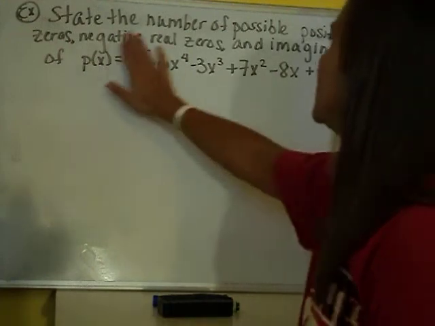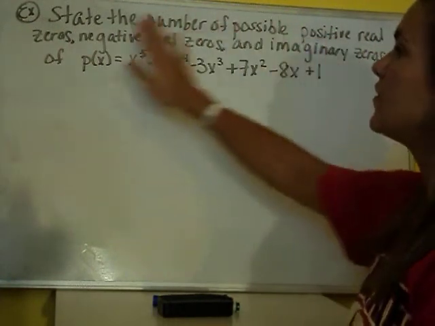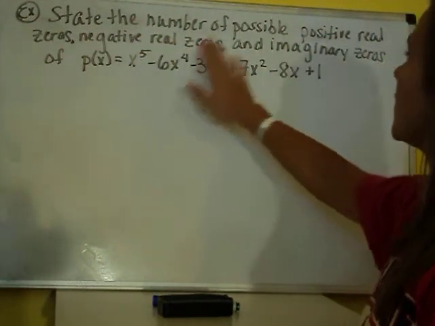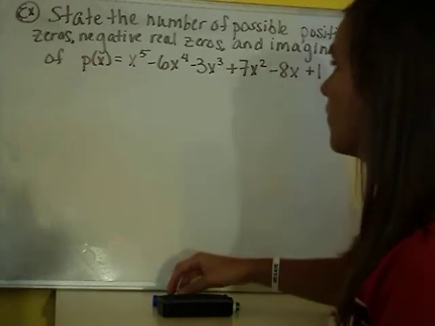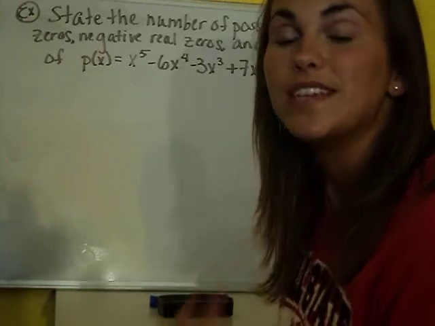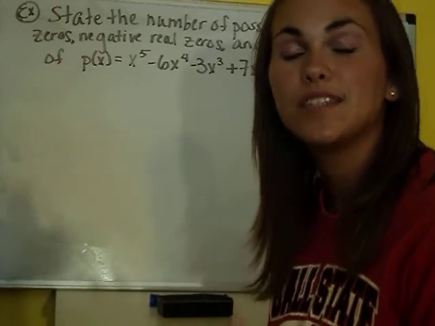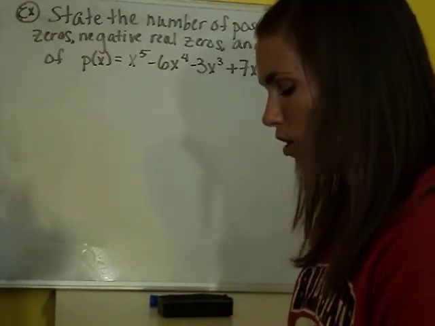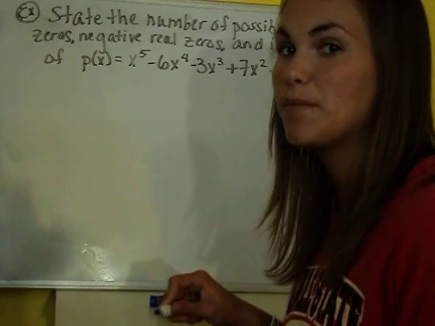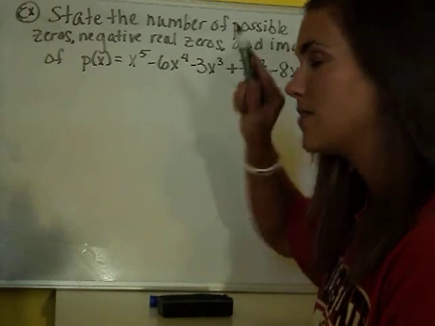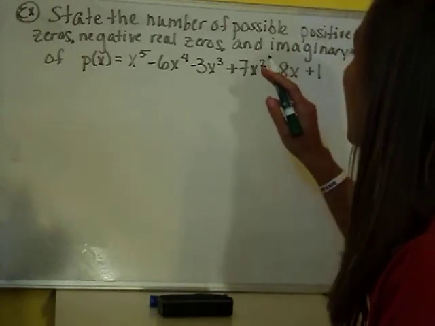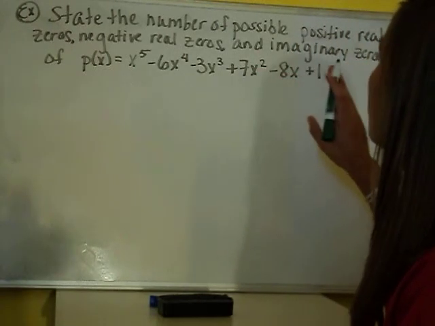I want to state the number of possible positive real zeros, negative real zeros, and imaginary zeros of this polynomial. So we're going to be using Descartes' rule of signs as well as the fundamental theorem of algebra, which is what we learned in part 1 of this section, which should be in your notes. State the number of possible real zeros.